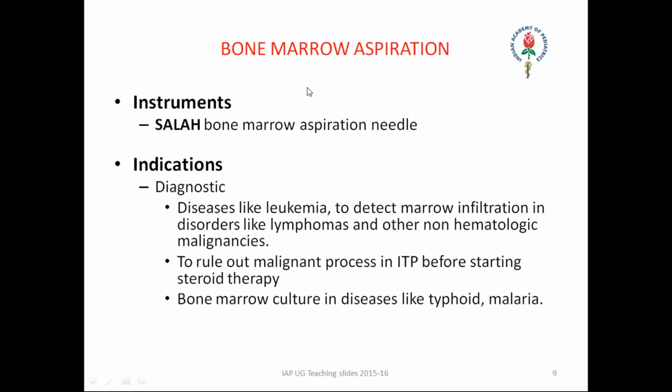Bone marrow aspiration. The instrument used is the Salah bone marrow aspiration needle. What are the indications? Diagnostic in diseases like leukemia to detect bone marrow infiltration, and disorders like lymphomas and other non-hematological malignancies. To rule out malignancy in ITP before starting steroid therapy. Bone marrow culture in diseases like typhoid and malaria, which is rarely done.